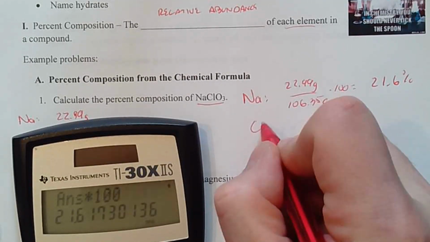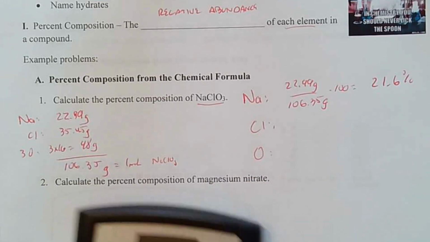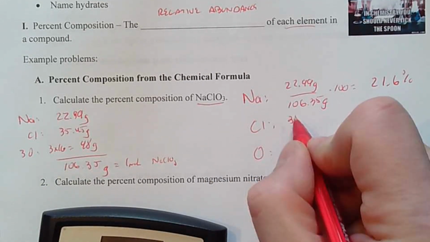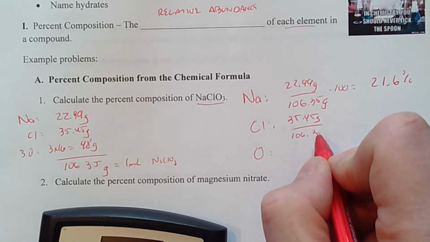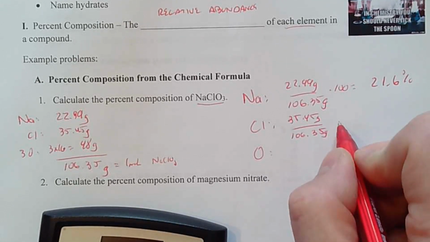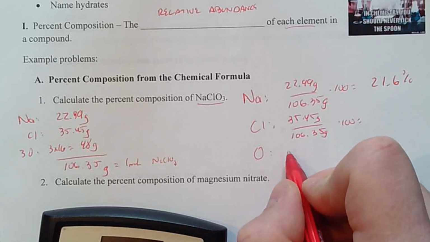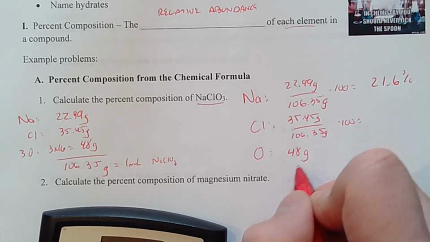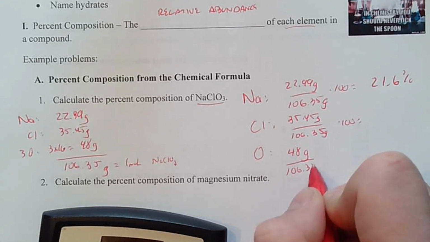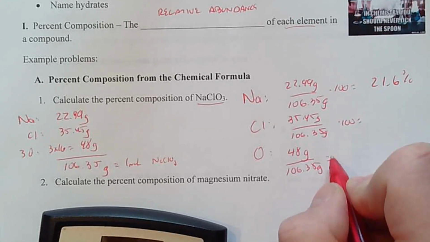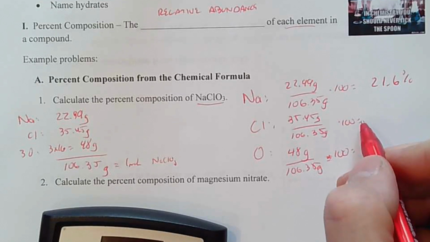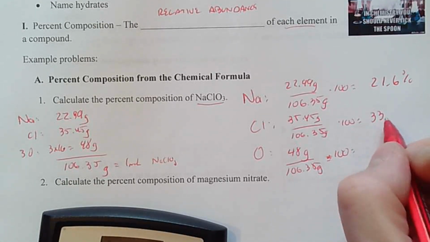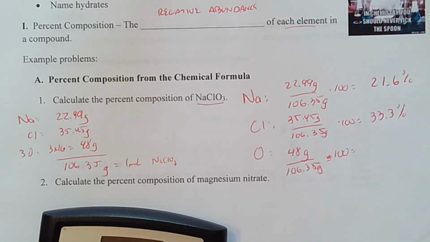We do the same thing for the chlorine and the oxygen. Chlorine is going to be 35.45 grams of chlorine over the total, times 100. And then the oxygen is going to be its contribution, so it contributed 48 grams over the whole, times 100. So we calculate this as 33.3% from the calculator.